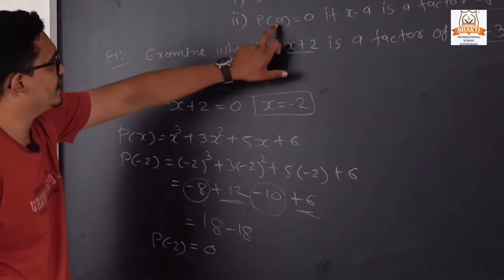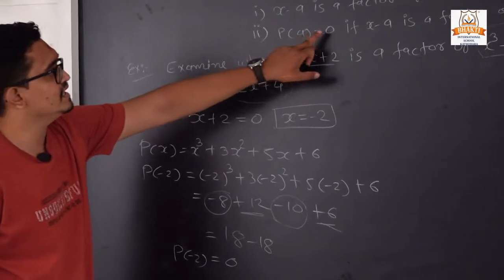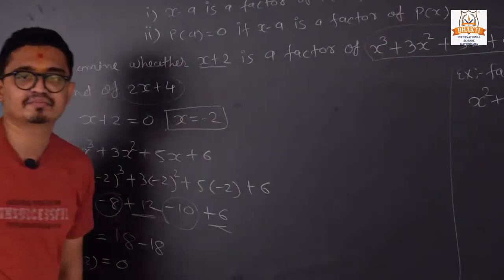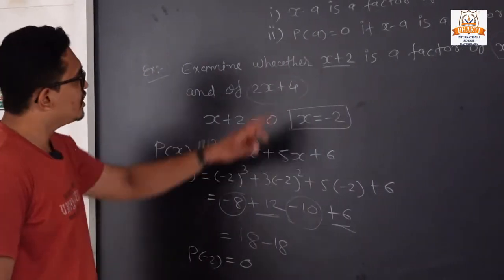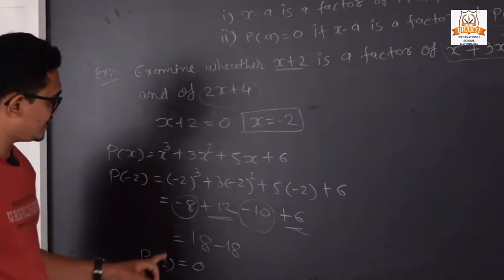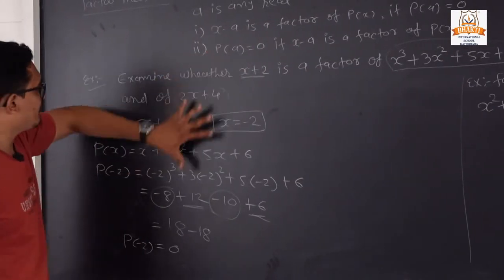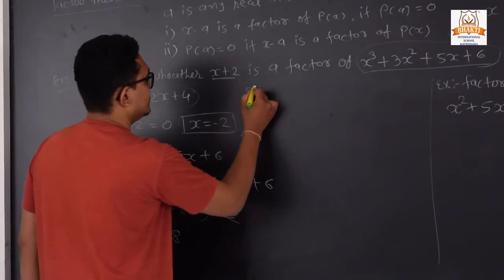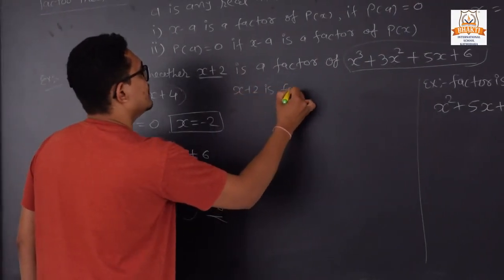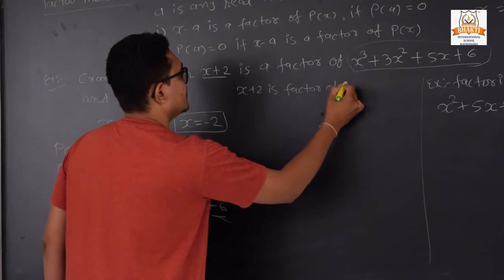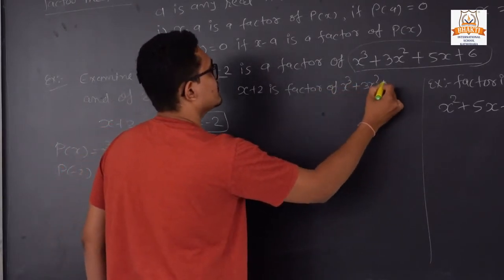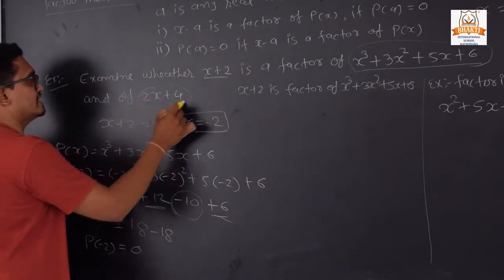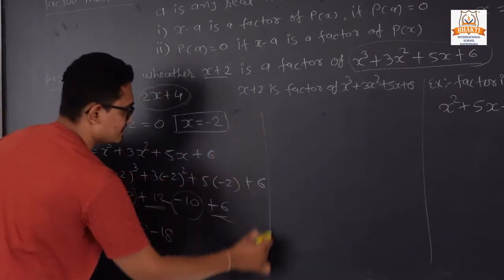See that condition: if p of a, replaced with minus 2, is 0, then x plus 2 is a factor of that polynomial. Clear? So this is the condition we apply in our example. We can write that x plus 2 is a factor of x cube plus 3x square plus 5x plus 6. Now we will also check for the second polynomial. So it is our second part.